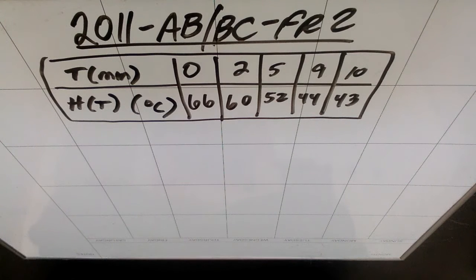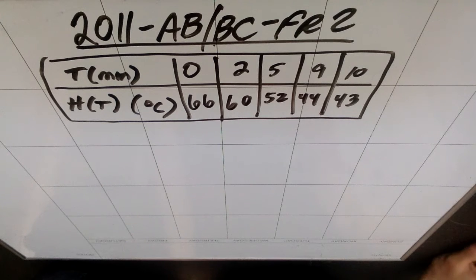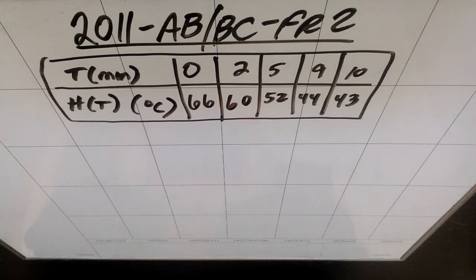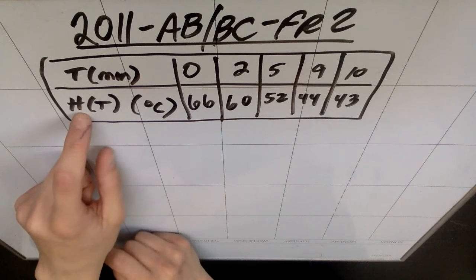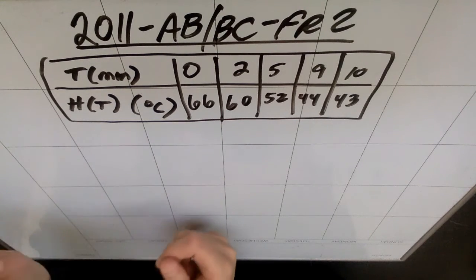All right, we are back at AP Review. This is 2011 AB/BC Free Response 2, and it's a table problem. So, before we do anything, before we even bother reading the context of this problem, you're going to be asked to do two things in all likelihood every single time. Number one, find the derivative of this as an estimate by using slope from this table.